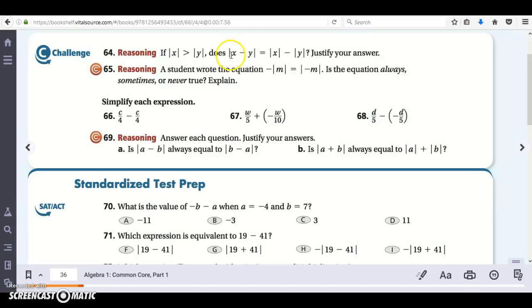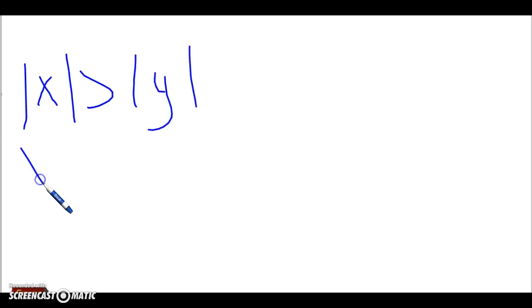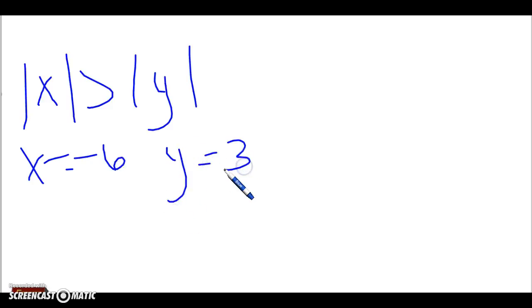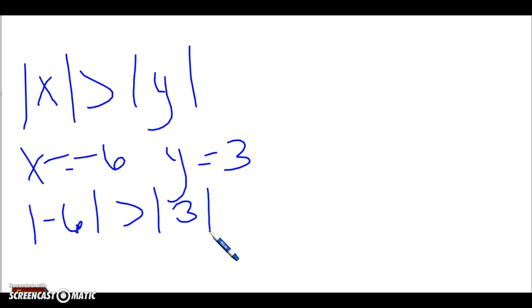I can look at this and I can see, no, this is not going to work. And so, like I said, we're going to use a counter example to prove that. They tell us that the absolute value of x is greater than the absolute value of y. So let's say x is equal to -6 and y is equal to 3. Well, when I plug that in, the absolute value of -6 is greater than the absolute value of y, correct? Because I get 6 is greater than 3.